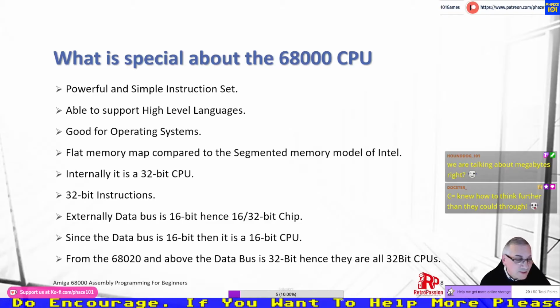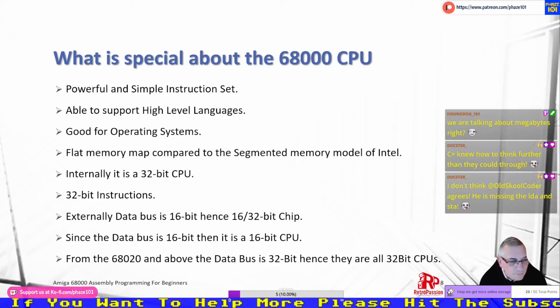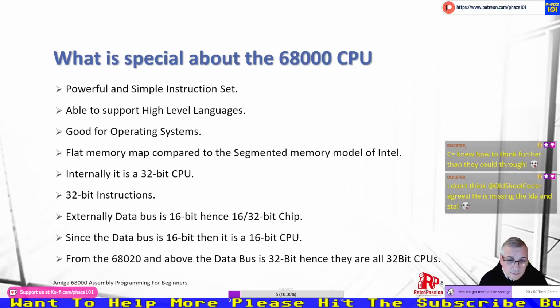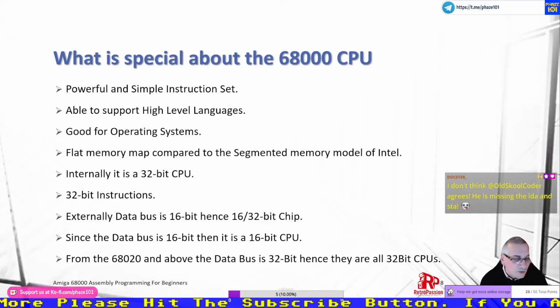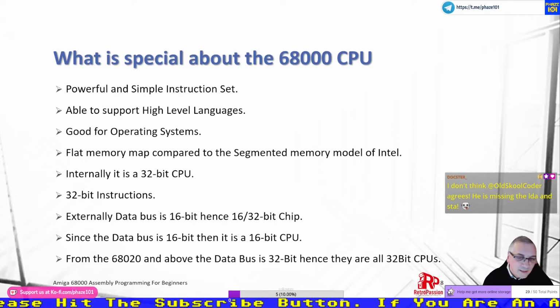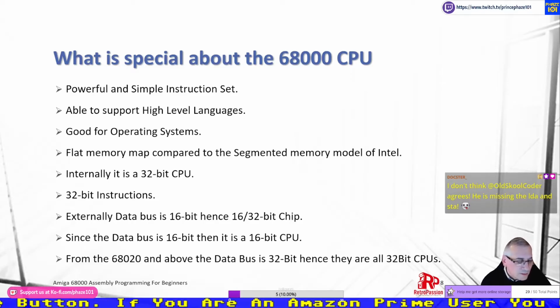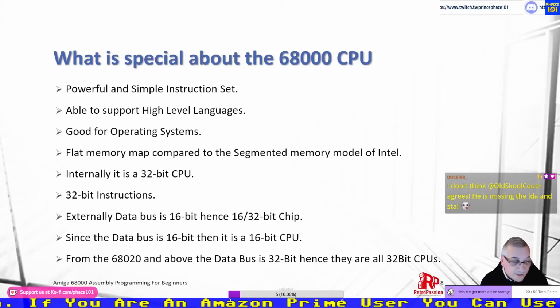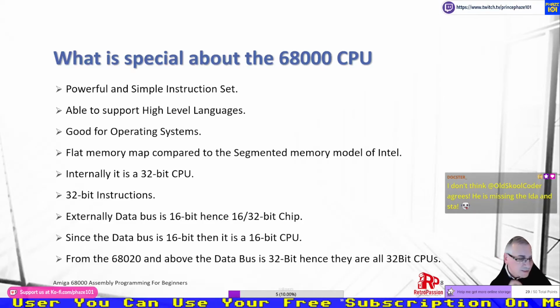Hence, 32-bit instructions. Externally, the data bus, as I said, is 16-bit. It is a 16-bit CPU because internally it is 32, but externally it is 16. Since the data bus is 16-bit, then it is a 16-bit CPU, because CPUs are measured on the external data bus, not internal. However, from the 68020 and above, the data bus is always 32. Hence, they are all 32-bit CPUs.